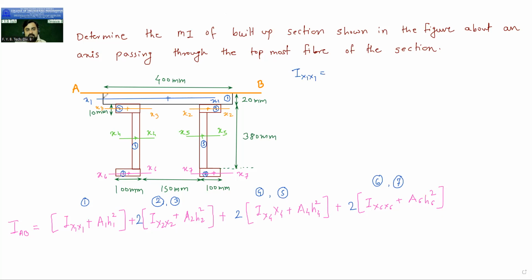First figure. Now see this x1 axis. This is the diagram. This dimension is 400. This is 20. So it is 400 by 20. X1 axis is cutting the dimension of 20 mm. This dimension is 20. So I will write here 400 into 20 cube divided by 12. What is the answer? 2.6 into 10 raised to 5 mm raised to 4. Okay, this is for x1.